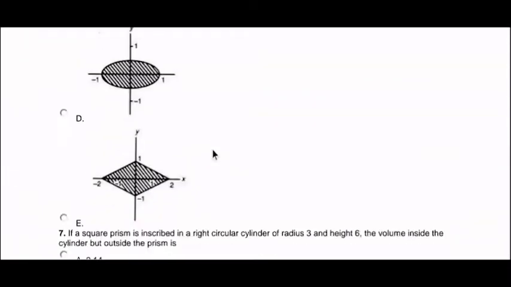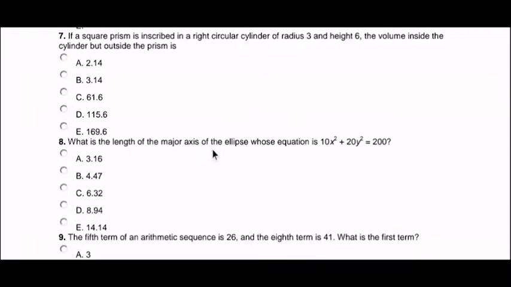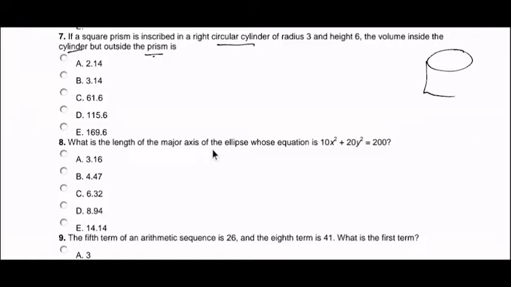Okay, on to question 7. So we have a square prism inscribed in a right circular cylinder of radius 3 and height 4. So we want to find the volume difference between the prism and the cylinder. Okay, so that means that if we sketch it out here, we have a square base here inside the cylinder, and it's sitting inside there in 3D. We want to find out the difference between both of those volumes.